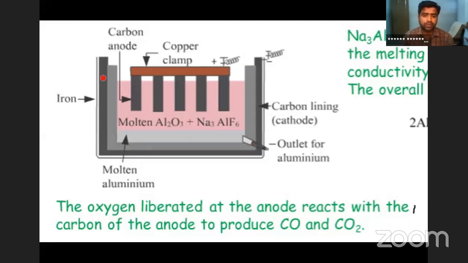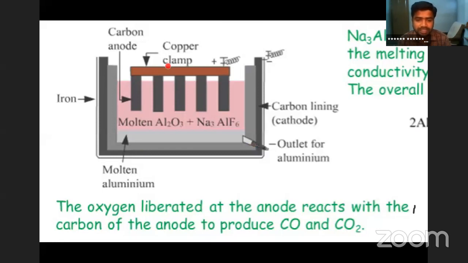CaF2. Okay, so now on passing the electric current, we have the cathode here, and we have the anode. On passing the electric current, aluminium is liberated at the cathode and sinks to the bottom, where the outlet is. Oxygen is liberated at the anode.